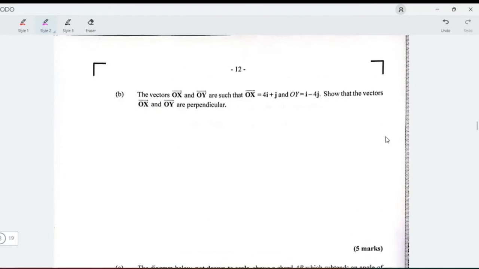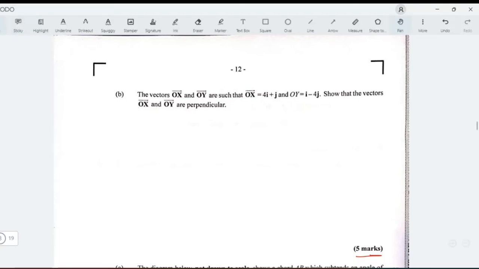Now it says, the vectors OX are such that OX is this and OY is that. Show that the two vectors are perpendicular. Now, I don't know why this is so much marks. This is saying 5 marks, but two vectors are perpendicular if their dot product is zero.